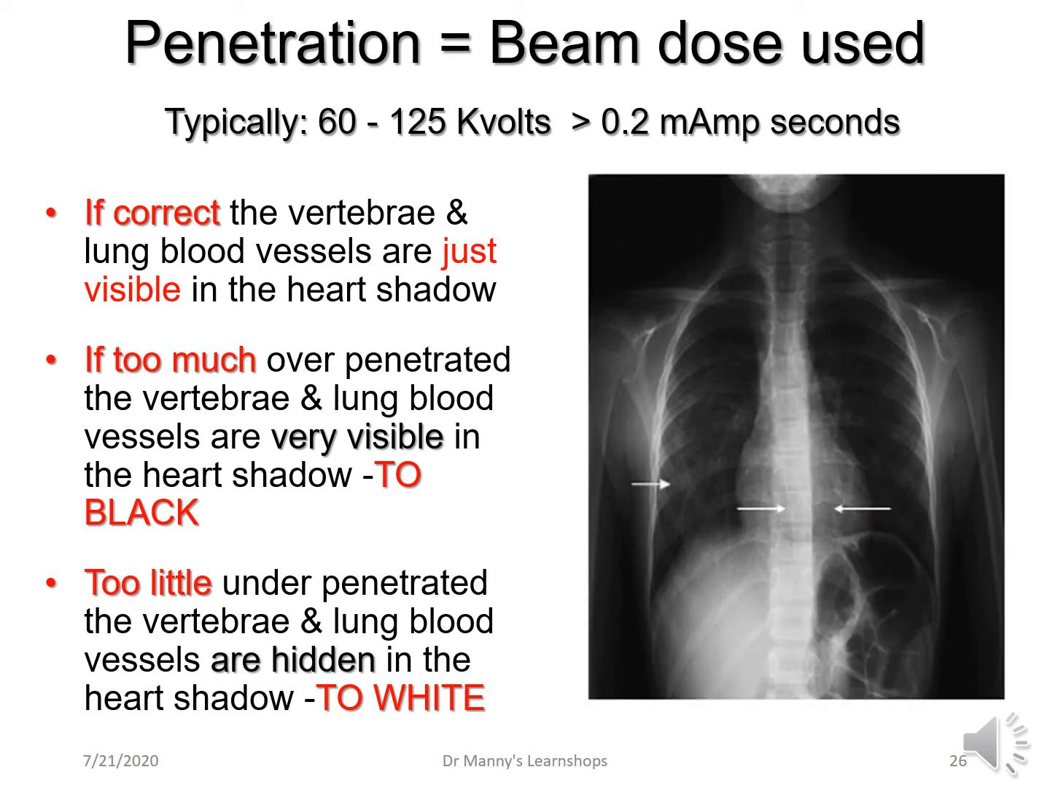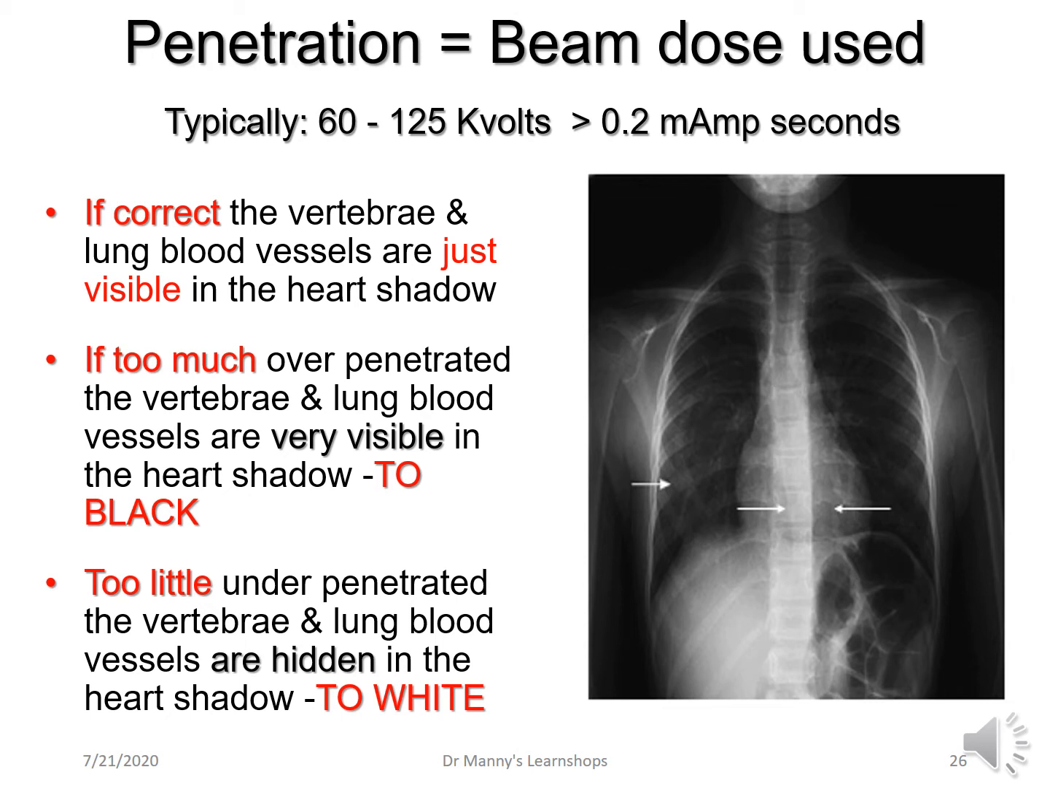then it's too black. This means that the film has been overdosed or over-penetrated. And how is that known? Because the vertebrae and the lung blood vessels are very, very visible. They're really, really clear in the heart shadow. And this indicates too black. As we said before, too white, too black, too big, too small, in the wrong place. This is too black, and as a consequence of it being too black, it highlights the white images.